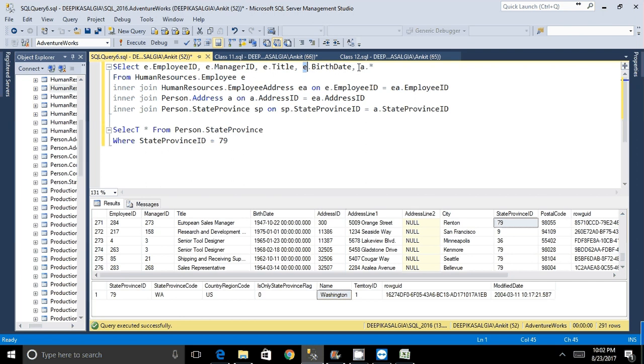Now, let's say you say, I don't want everything from the address table. What I want is their address line 1. I don't care about address line 2. I care about their city, and I don't care about the state province ID. I need to get the state name. What do I do to get the state name? From which table can I get the state name?